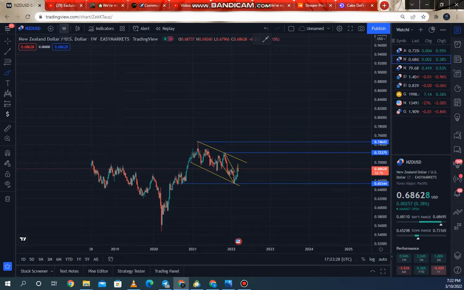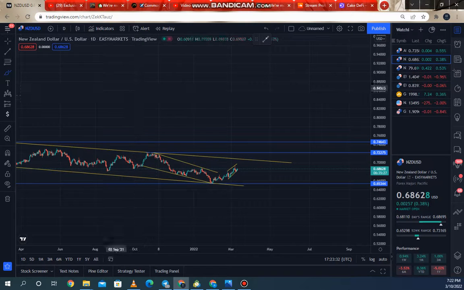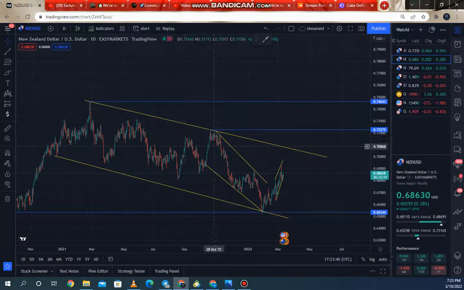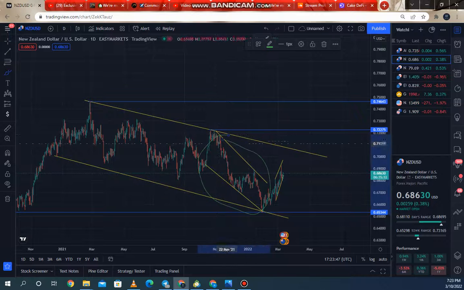So what we're going to do now, we're just going to drop down to daily to gather more evidence and to trade with the trend. Okay. So what we can see from this big bull flag that we have here is that we also have another structure inside. We have a falling wedge inside, right?